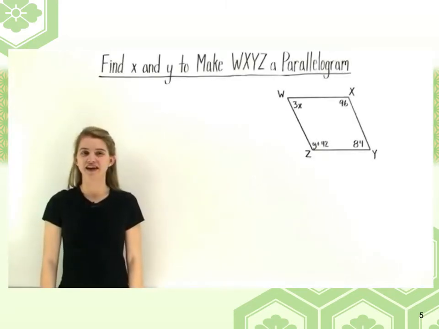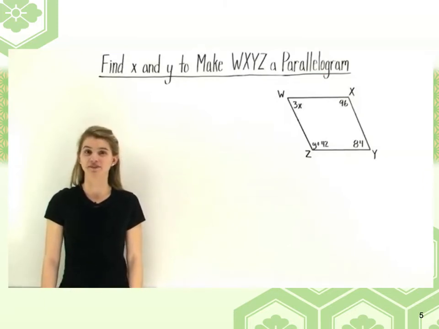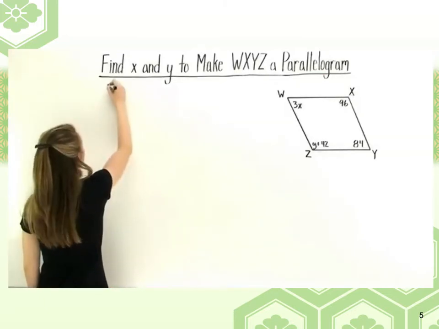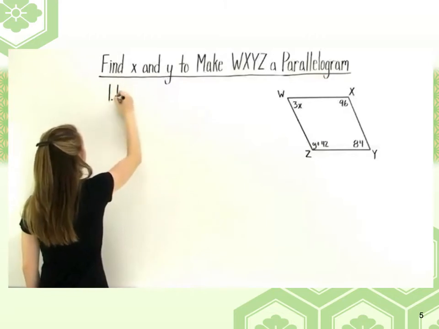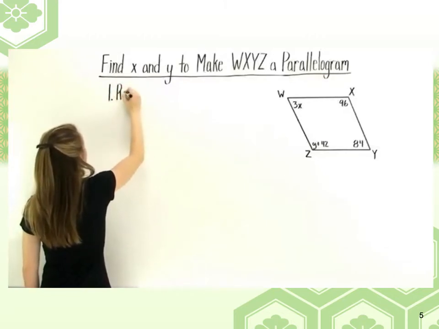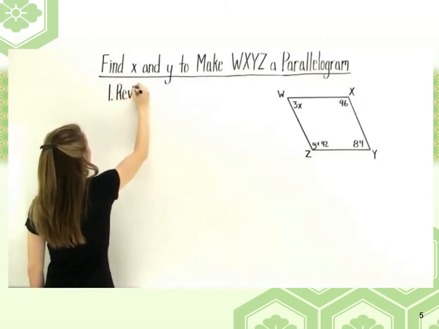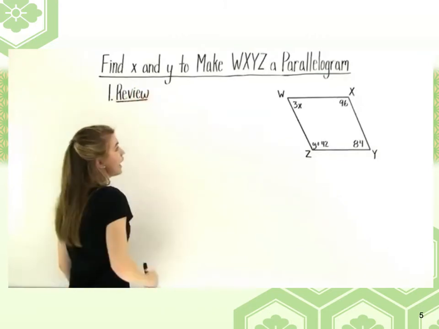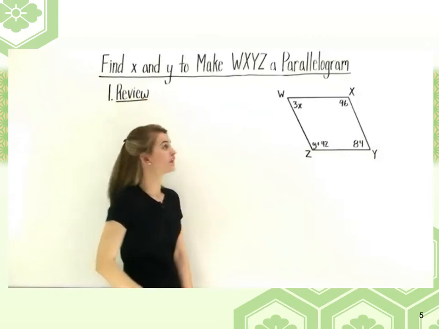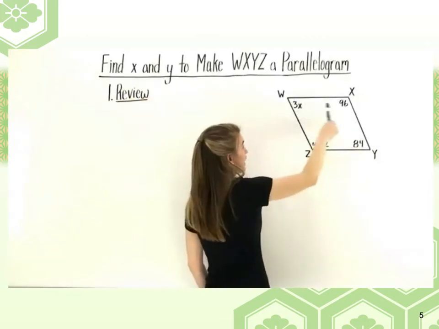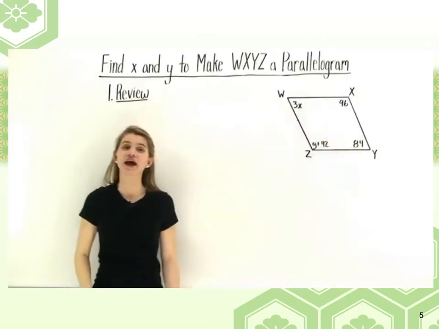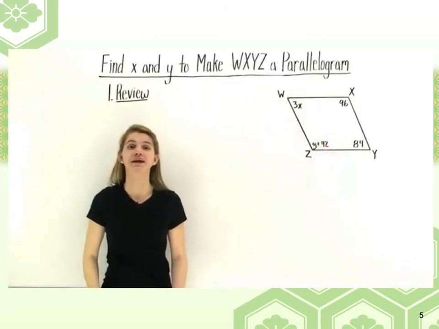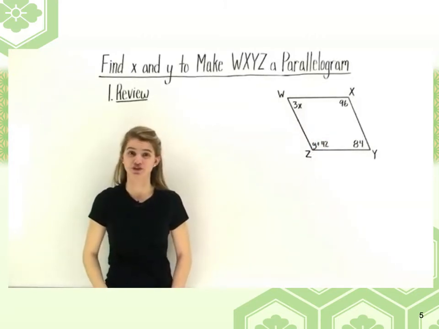Find the values of x and y that would make W, X, Y, Z a parallelogram. If we want to know what values of x and y would make this quadrilateral a parallelogram, let's begin by first doing a little bit of review. Let's review what makes a quadrilateral a parallelogram. In particular, here we're talking about different angle measures. So let's take a look at what would make a quadrilateral a parallelogram and involves angle measures.